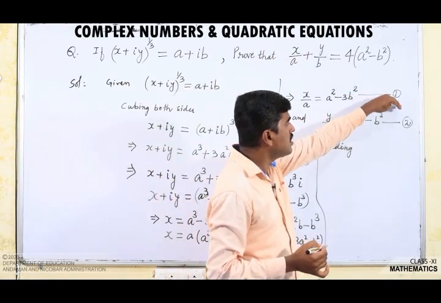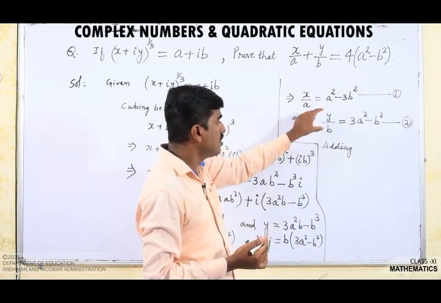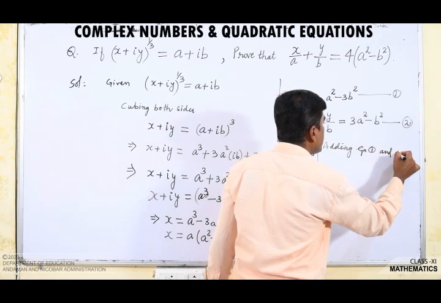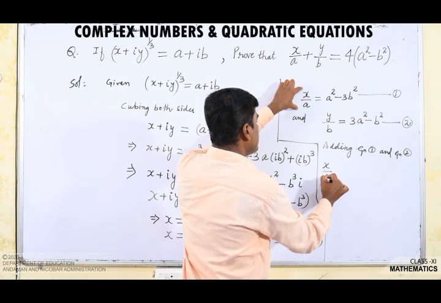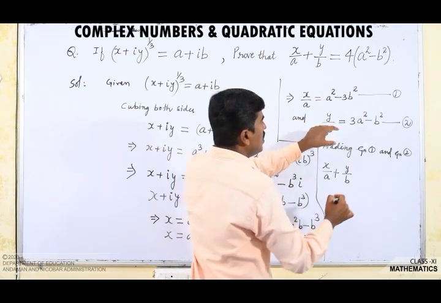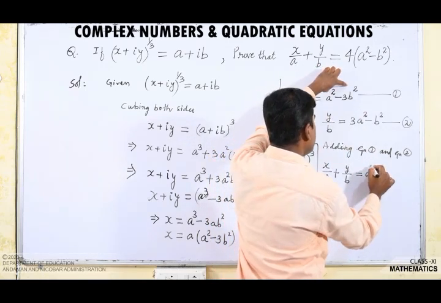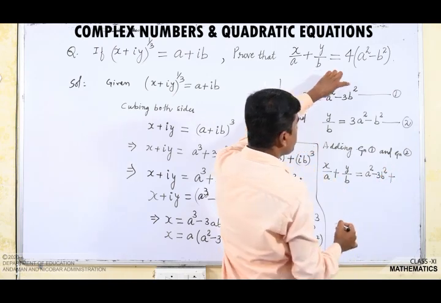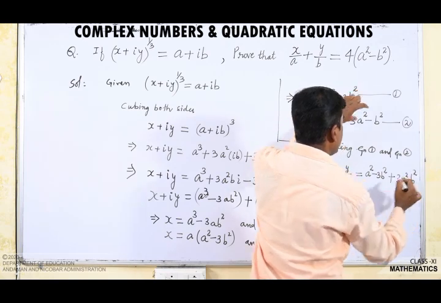So if we add these two equations, we will get x by a plus y by b in the LHS. So adding equation 1 and equation 2, we will get x by a plus y by b is equal to, what is the RHS here? a square minus 3b square, and plus this, 3a square minus b square.